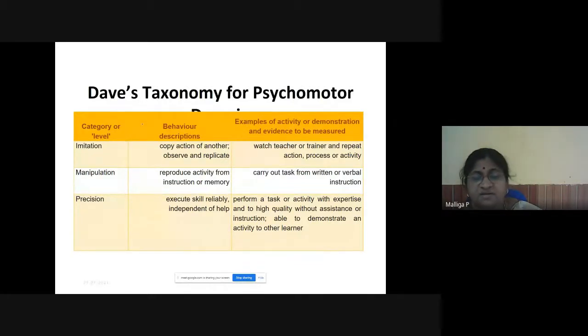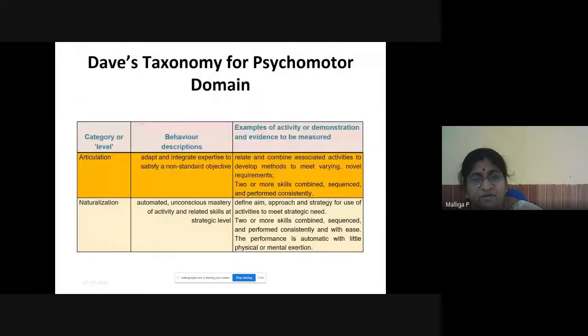So anyone can take that. When you are able to perform a task or an activity with expertise, to a high quality, without assistance or without instruction, then we call it the precision level, okay, where they are able to demonstrate an activity to other learners. So you can see some of the students will be helping the other students to do it, right? That is the precision.